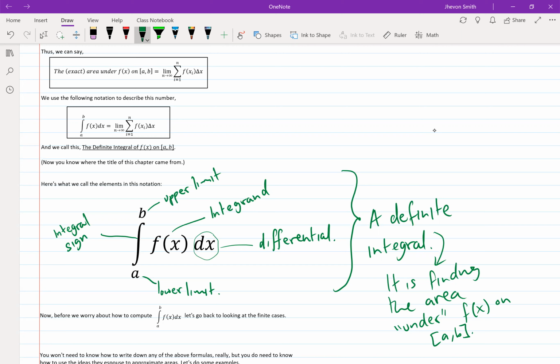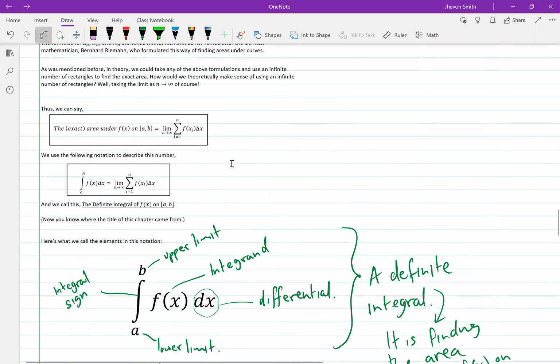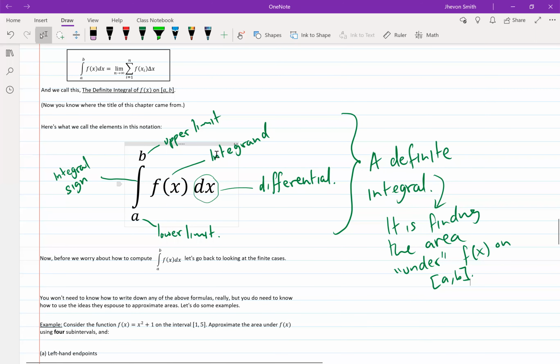So that's what that symbol actually means. In order to compute this number, we'd have to be able to compute that, which in this class, we're not actually going to do that way. In a 1206 class, we would have done that, but not in this class. I'm going to give you the short way of actually computing this. But this is the symbol. This is what you would write down. This means find the area under the function from a to b. We called it a definite integral of f of x on ab.